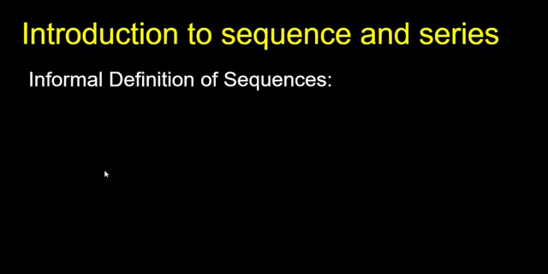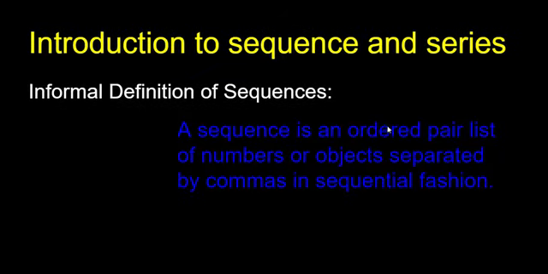Let's start with a real life application. Look at the informal definition of sequence. This is the informal definition of a sequence: a sequence is an ordered list of numbers or objects separated by commas in a sequential fashion. So let's start with objects.